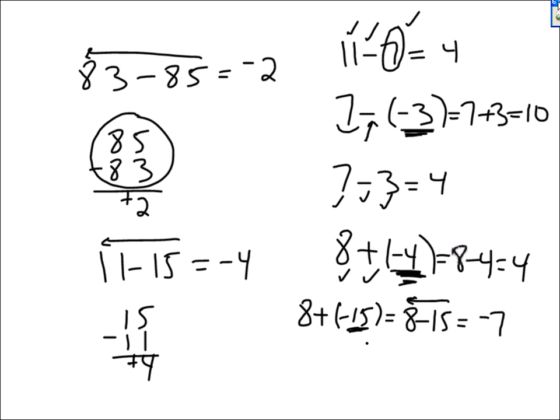That is, this is the same as 15 minus 8. So minus in front. There's the minus in front. And 15 minus 8 is 7. Answer is negative 7.